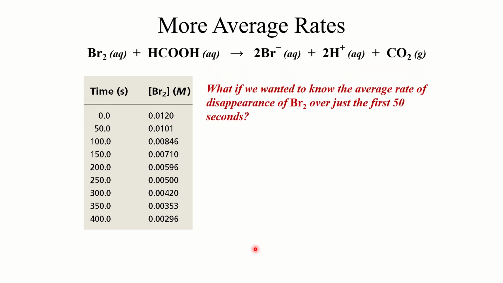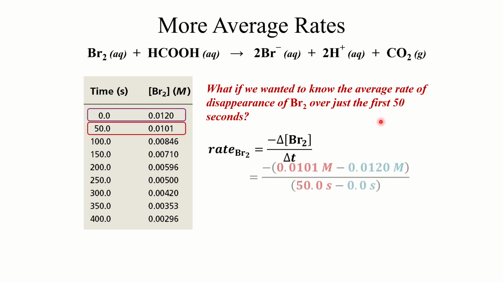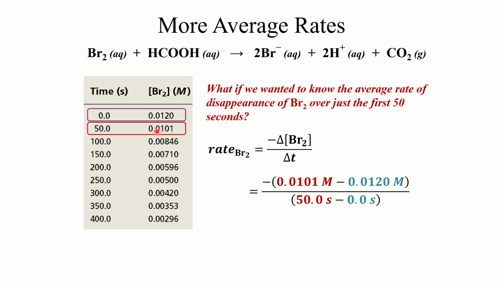All right, what if we wanted to know the average rate of disappearance, and disappearance and consumption generally mean the same thing here, over the first 50 seconds? So instead of asking for the average rate over the total trial, we just want the first 50 seconds. This is calculated the same way, but now instead of making y2 and y1 at these two data points, we'll use these two data points instead.